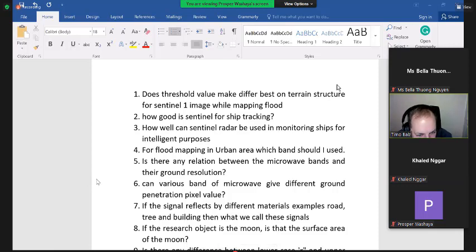How good is Sentinel for ship tracking? Well, yeah. The next one, how well can Sentinel radar be used for monitoring ships for intelligence purposes? It's actually working well. Okay, you can do that quite well. I have a student who is actually working on that and did some machine learning to identify the ships. It's working quite well. It's getting difficult if you get close to the coast.